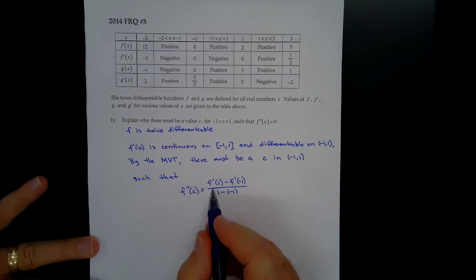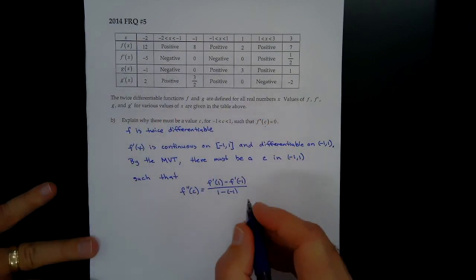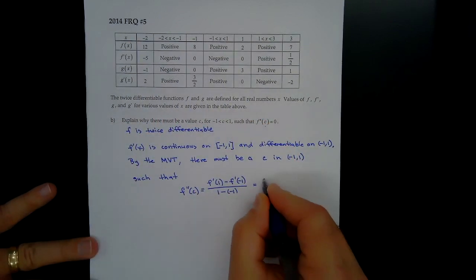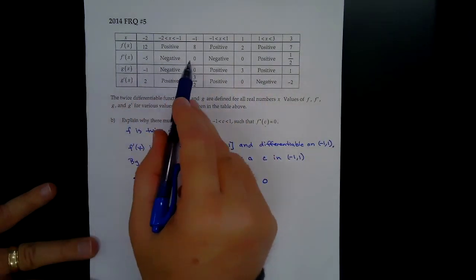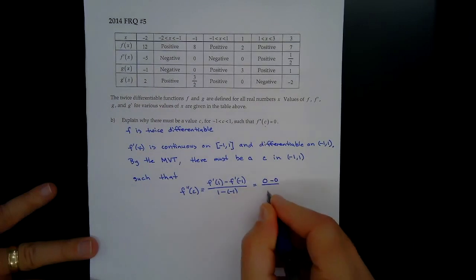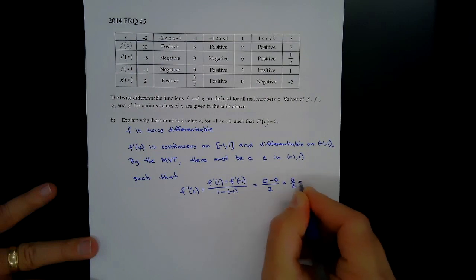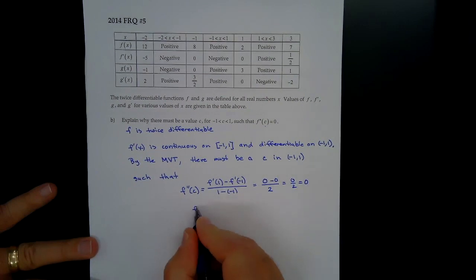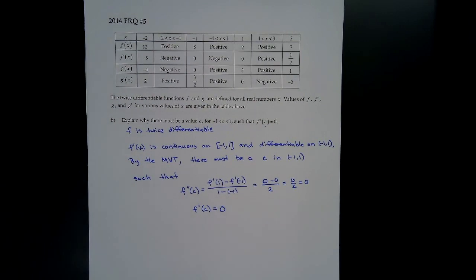All right, so what's f prime of 1? We look at our table, f prime of 1 is 0. F prime of -1 is also 0. So 0 minus 0 over 1 plus 1, that's 2. So that's 0 over 2, which is 0. So that means f double prime of c is equal to 0. So this has to happen, and that's the write-up.